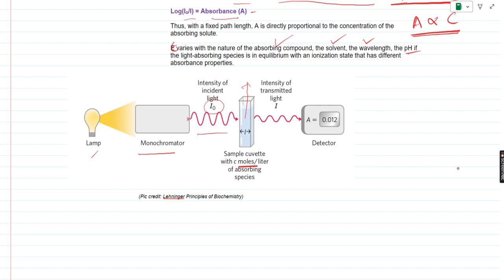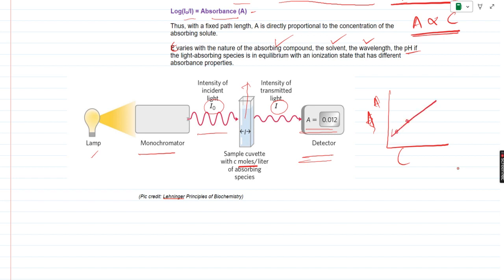And then there's going to be some amount of light that is transmitted, whose intensity is measured by I. And you can get the absorbance reading in the detector. And then you can also plot a graph if you have standards, and find the concentration of the unknown species through extrapolation. So A versus C you can do, and it's going to be a straight line graph.